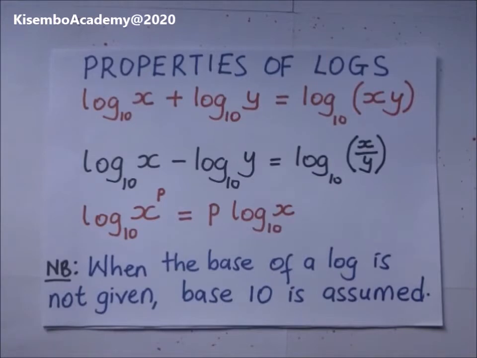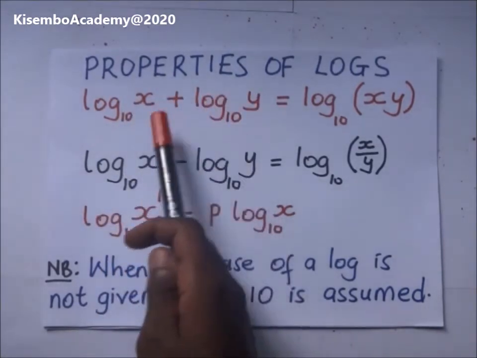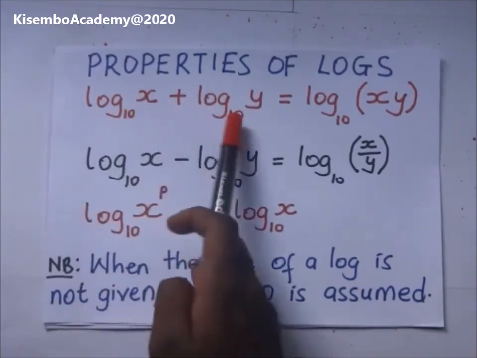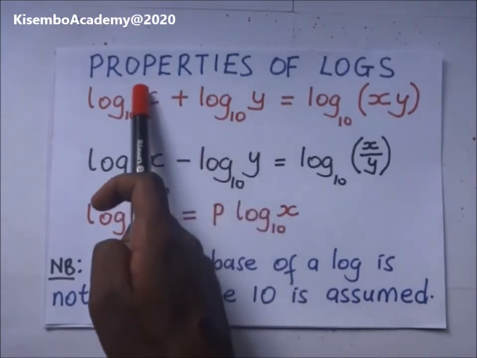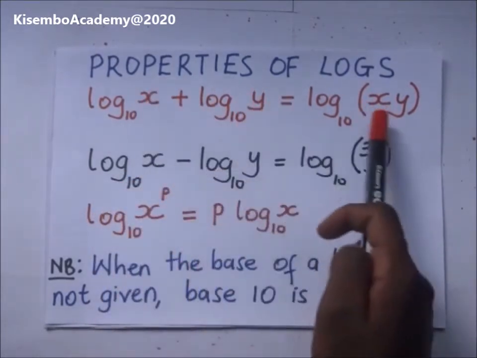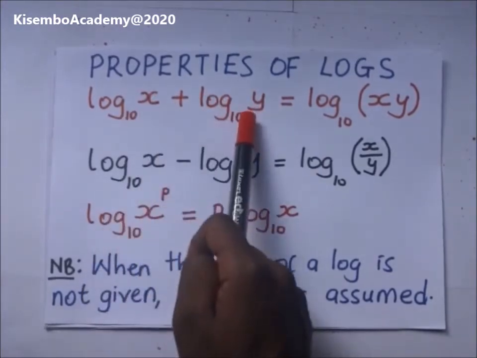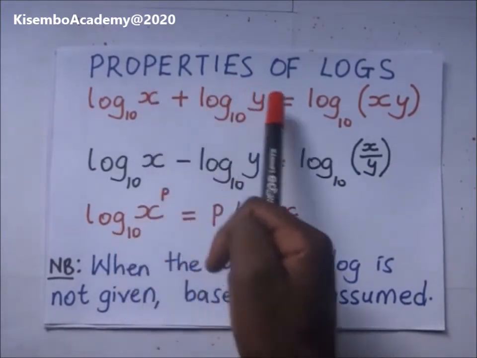Now, when we're looking at the properties of logarithms, we are looking at how we add logarithms and subtract them. The first property is how we add logarithms. This is log x to base 10, log y to base 10. When we are adding two logarithms and they have the same base, for this case base 10, what you do is that you will multiply the numbers. When the base is the same, for example here, you shall multiply x by y. When it's addition, you multiply.